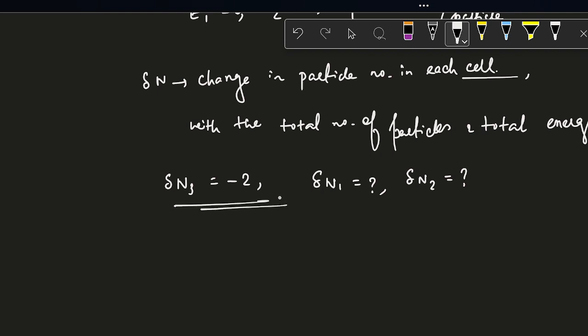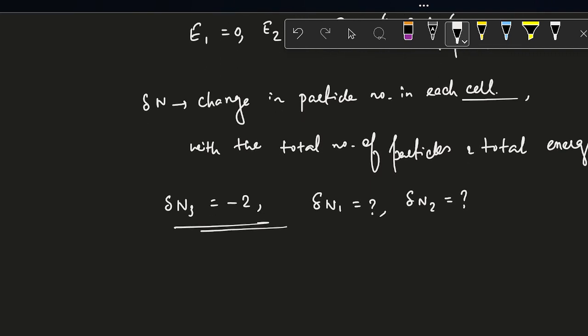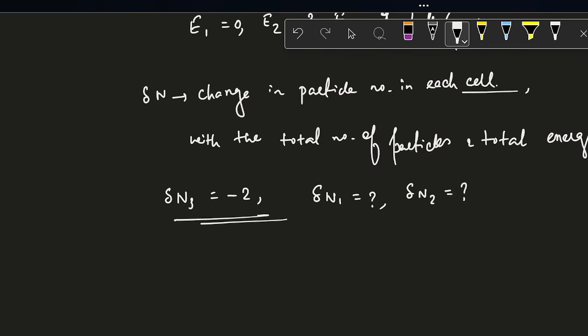So basically you have been given a particular number of particles distributed in this manner, 5, 3 and 2 in each of the 3 cells, and the energy for a single particle in each cell is given. Now you have been told that you have to maintain the total number of particles and the total energy of the system constant, and yet you can flexibly change the number of particles in each cell. Like if you want to change the number of particles in cell 1, that means you have to make a change in n1. Then what is the amount of change that you have to do with these two conditions satisfied entirely? So that change is delta n1.